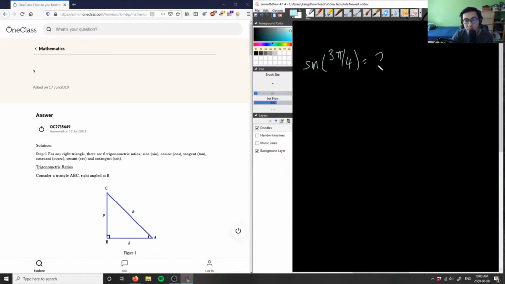This is a question that you would probably find in a grade 11 trigonometry unit, where we're asked to first look at 3 pi over 4 and recognize that it's in radians, and then also how do we find equivalent trigonometric ratios in order to solve this problem. So what we're going to do first is, how do we find sine 3 pi over 4?